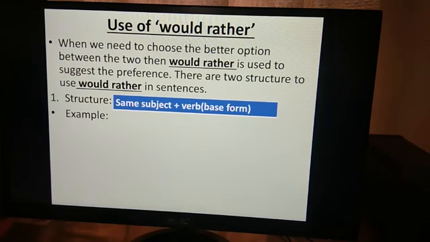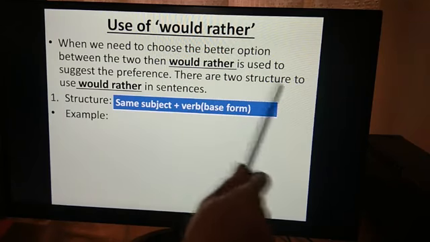Next, use of another phrase, would rather. Use of would rather. When we need to choose the better option between the two, when we have two options and we have to choose the better one that will be most beneficial for us, then we use would rather. It is used to suggest the preference that you like most between the two. Which one you like most? If you want to suggest this, then you can use would rather.